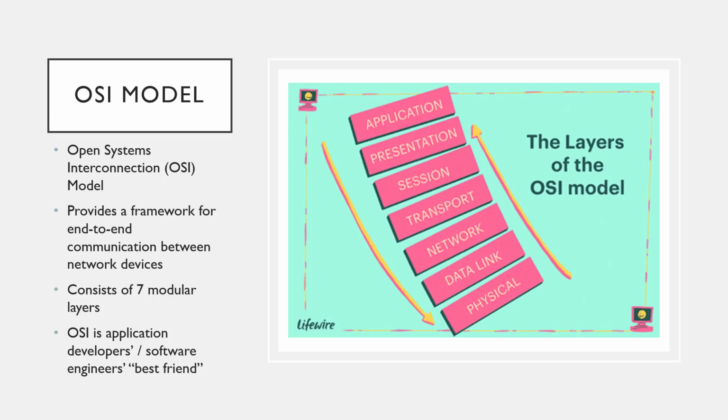So this is very important to software developers. It consists of 7 modular layers, so they are each in their own individual right a separate layer, and the OSI is the application developer's and software engineer's best friend, because again you have to decide what is going to happen at each one of these layers as you implement these. And let's say you were on the team for developing Microsoft Word, then you have to know at what point in these layers you want to choose certain protocols to happen.